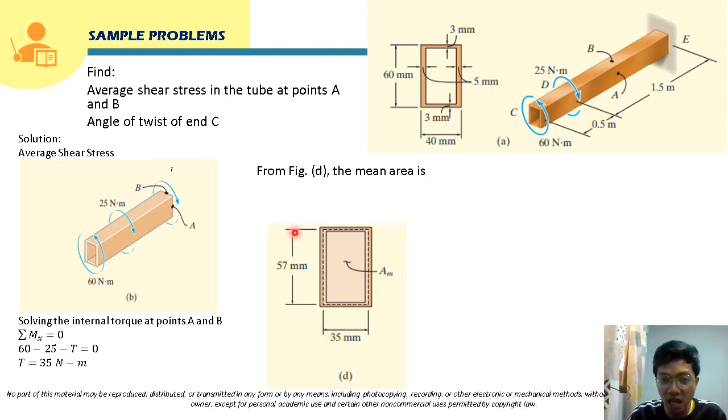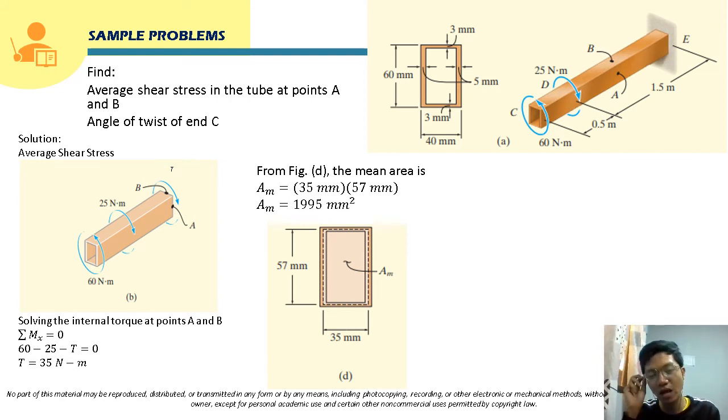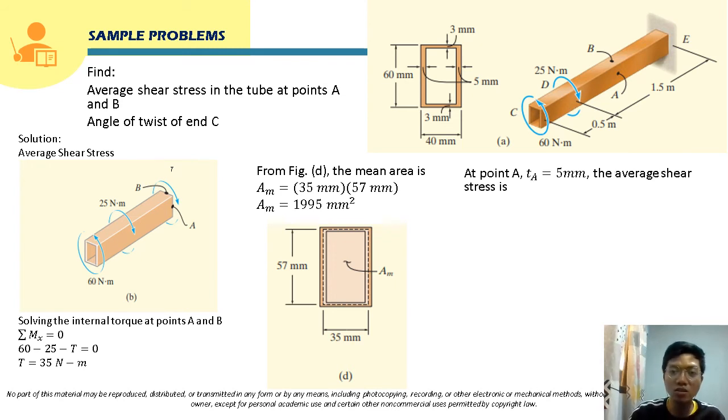Also for this height, this is 60 millimeter minus 1.5 for the outer thickness here, minus 1.5 for the outer thickness also here. So that will be 60 minus 1.5 minus 1.5, that is 57 millimeter. From the dimensions of this rectangular center line, the area will just be 57 millimeter times 35 millimeter. So the area here is 1,995 millimeter squared.